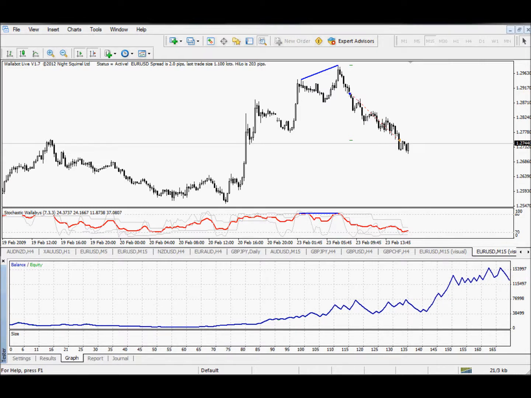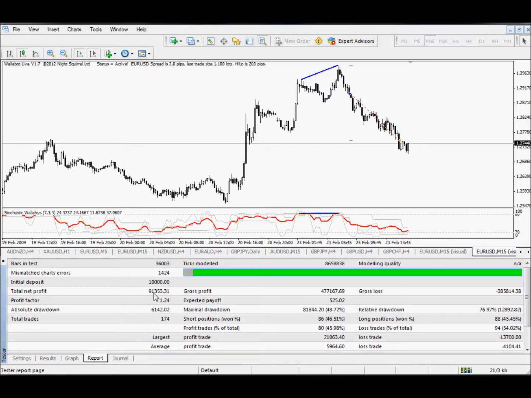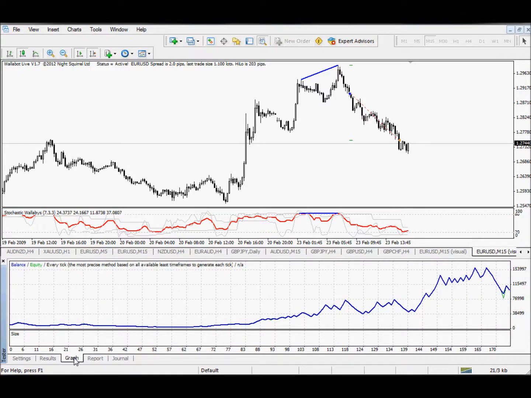So I'm just going to let this finish. So here we go. The last trade was taken at the end of May, and from our $10,000 starting point, we ended up at just over $91,000. And if we look at the percentage of winners, it was about 46% this time. But again, the average profitable trade is about 1.5 times that of the average losing trade. So we're seeing a very, very similar profile to that we saw in backtesting, which is always good.